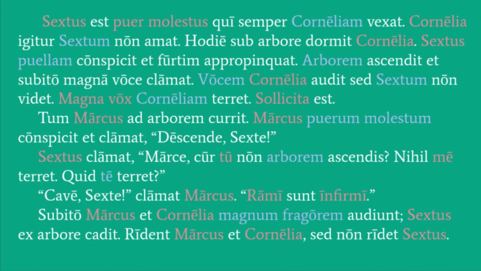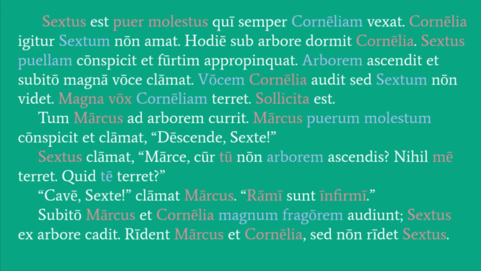Sextus clamat, Marce, cur tu non arborem ascendis, right? So Sextus shouts, Marcus, why are you, tu, that's my subject, not climbing, non ascendis? And notice how ascendis ends in an S. That's our verb ending that means you are doing something, right? So he says, why are you not climbing arborem, the tree? Okay, so again, that one's a little trickier because the subject is tu, so our verb ending flipped to an S instead of a T. It means you are climbing, and non is a negation. It means why are you not climbing? Arborem is the direct object, right, the tree.